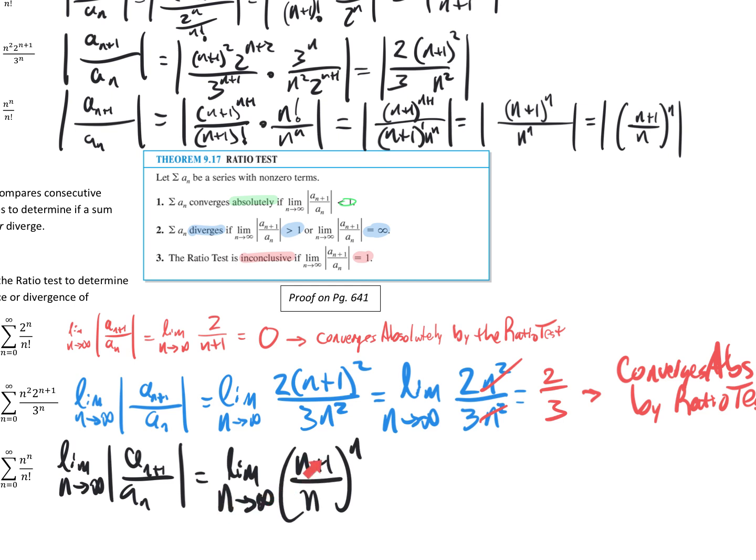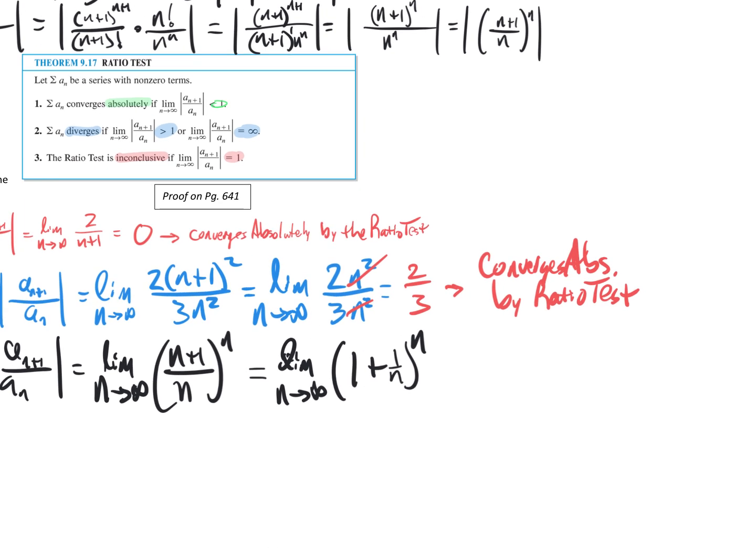And now we're talking about at infinity, so these are all positive. We can drop the absolute value sign. All right. And now let's rewrite this. The limit as n goes to infinity of, dividing both these by n, this is 1 plus 1 over n to the nth. Now, this is a limit that we need to be familiar with. Okay, this is the definition of e, the natural number e. All right, so the limit of 1 plus 1 over n to the nth power is e.